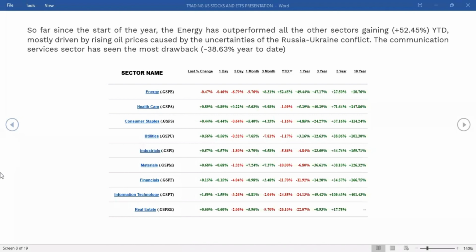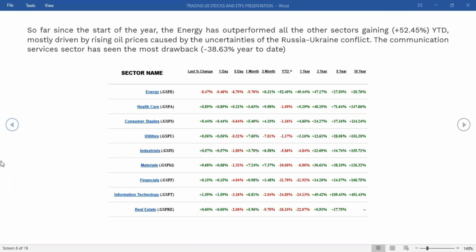The worst performing sector has been the communication services sector, which has seen the most pullback of negative 38% year to date. As you can see on my screen, you can see how various sectors have performed in the last 1 day, the last 5 days, the last 1 month, the last 3 months, year to date, the last 1 year, the last 3 years, the last 5 years, and the last 10 years.